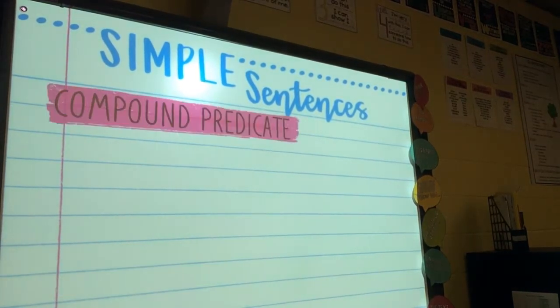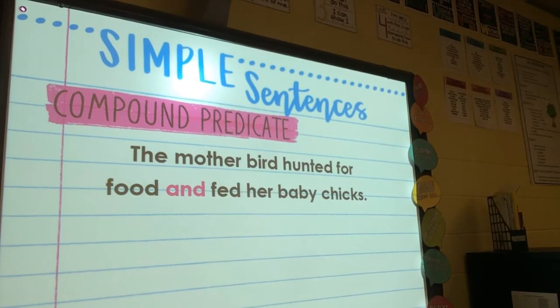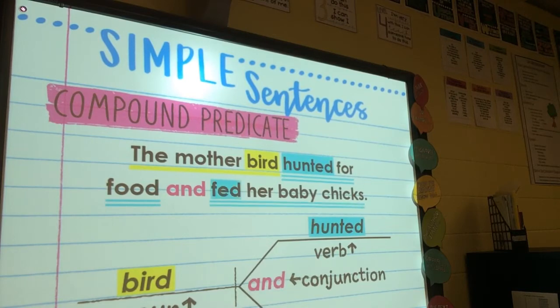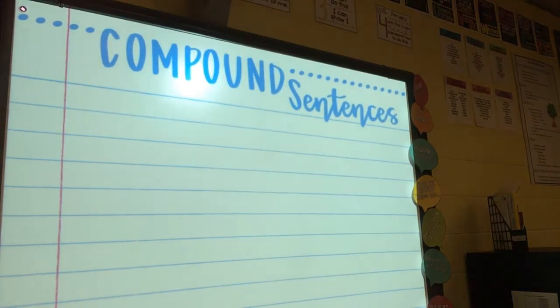Now, sometimes you have compound predicates, which means that you can do more than one thing in a sentence, which we already know. The mother bird, what did she do? She hunted for food and she fed her baby chicks. Okay? This is all a review. This is not new information. What we're about to look at is some information on our notes. We're going to add some of this information to our notes page, okay?